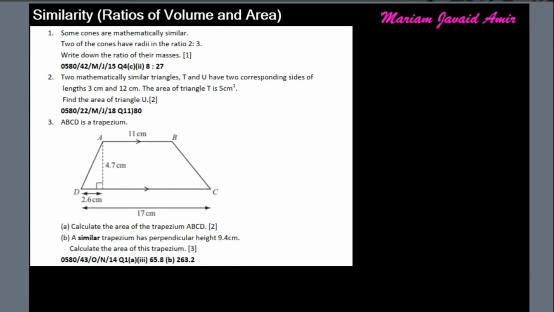Hey everyone, we're doing a worksheet on similarities, ratios of volume and area. Okay, question number 1.